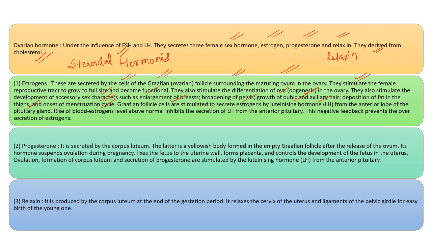Graafian follicles are stimulated to secrete estrogen by luteinizing hormone from the anterior lobe of the pituitary gland. The rise of blood estrogen level above the normal inhibits the secretion of luteinizing hormone from the anterior lobe of the pituitary gland via the inhibitory or negative feedback mechanism.